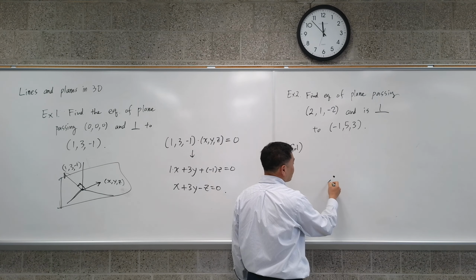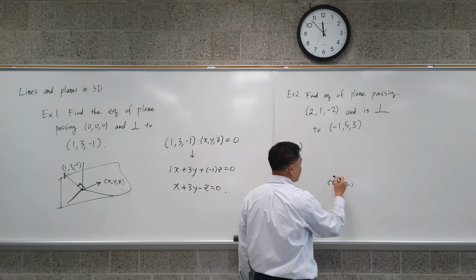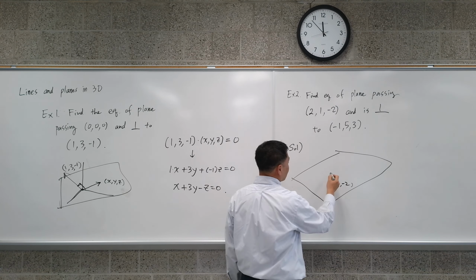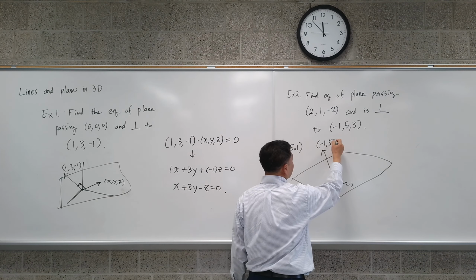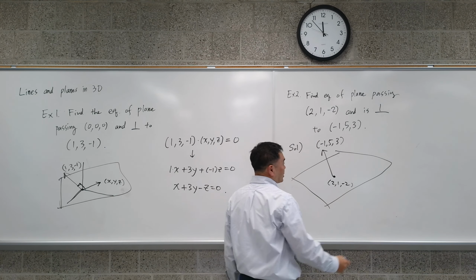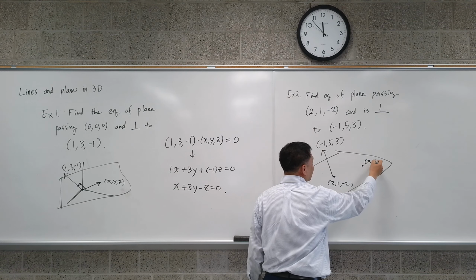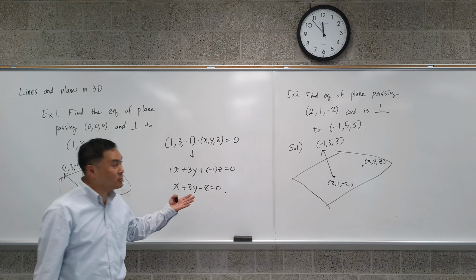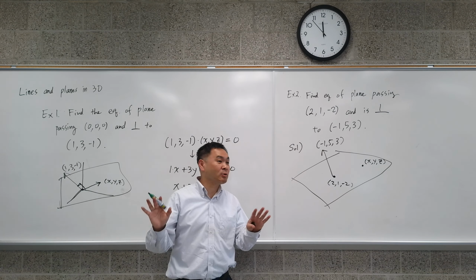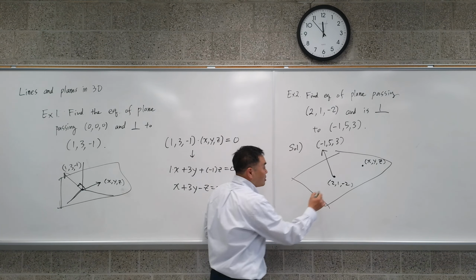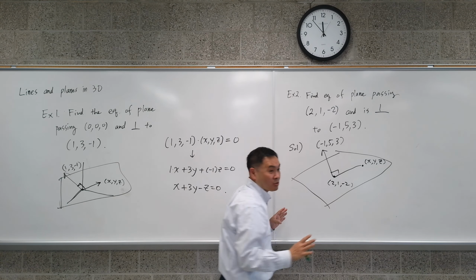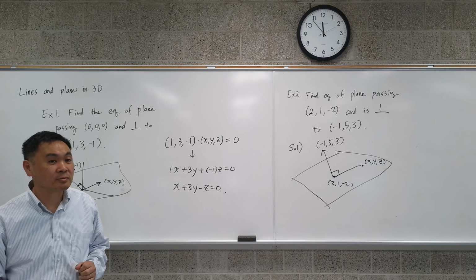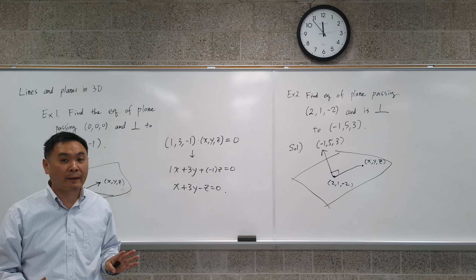So let's say here's 2, 1, negative 2. And you have a plane passing through that, and there's this vector negative 1, 5, 3. And let's say there's some point on the plane x, y, z, and my goal is to find the equation that x, y, and z would satisfy. Do you agree with this? This is what we want, right? We want this to be perpendicular. That's all we want, okay? And that should give us an equation for x, y, and z. Any questions so far?